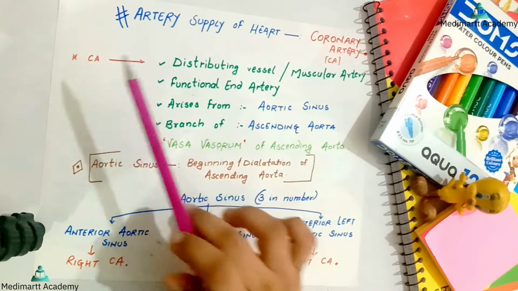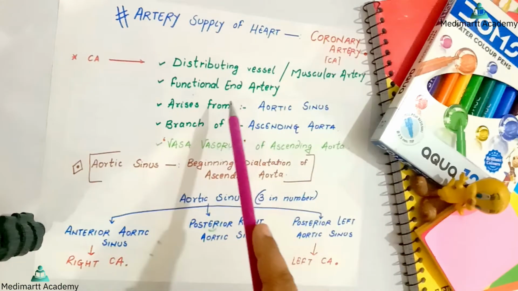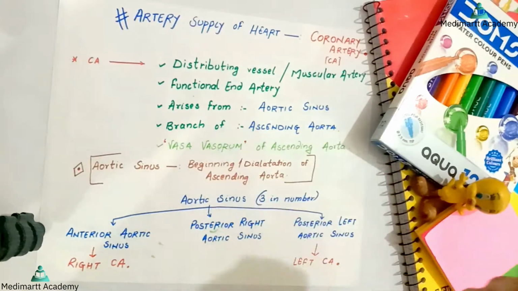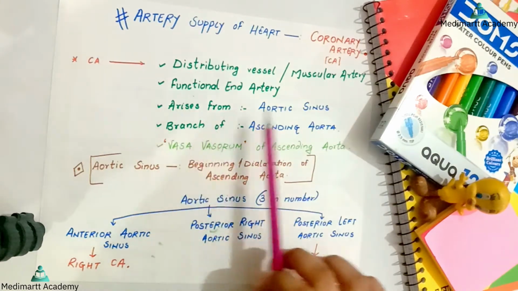The coronary artery, which type of artery is it? It is a distributing vessel or the muscular artery, I can say, and it is also a functional artery. Then if you are giving the viva, they will ask you, okay, what is the functional artery and what is its importance? Then this coronary artery arises from the aortic sinus.